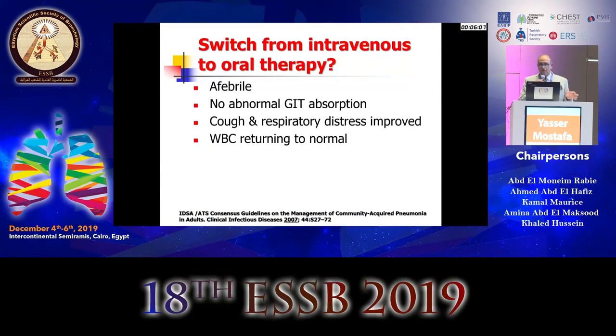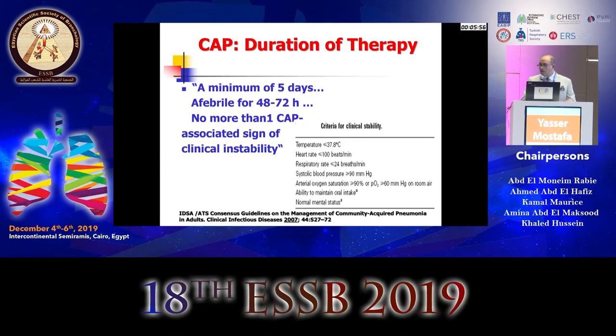When to switch from intravenous to oral therapy? When the patient becomes afebrile, has no abnormal GIT absorption, cough and respiratory distress have improved, and white blood cell count is returning to normal. The duration of therapy is a minimum of 5 days, and the patient should be afebrile for 48 to 72 hours before stopping the antibiotic, with no more than one CAP-associated sign of clinical instability, which are temperature, heart rate, respiratory rate, systolic blood pressure, arterial oxygen tension, ability to maintain oral intake, and normal mental status.